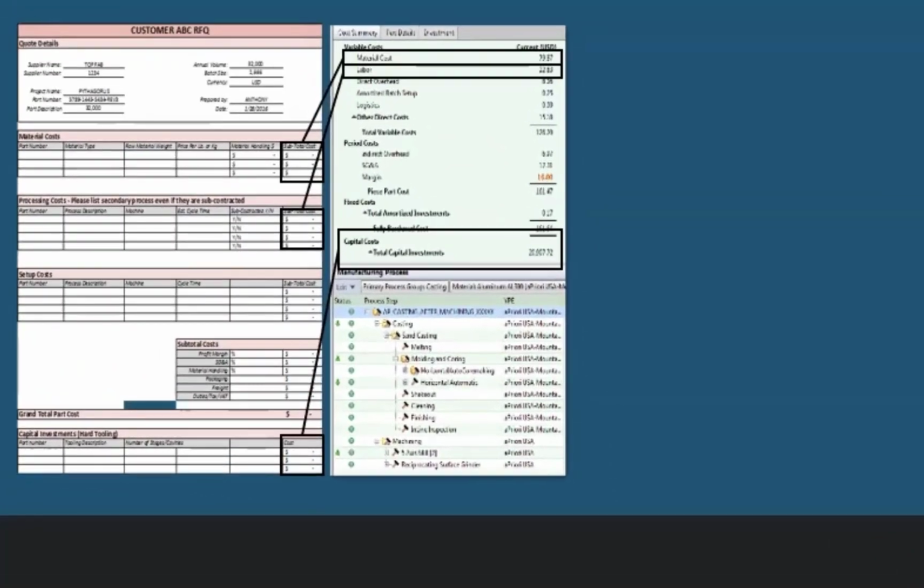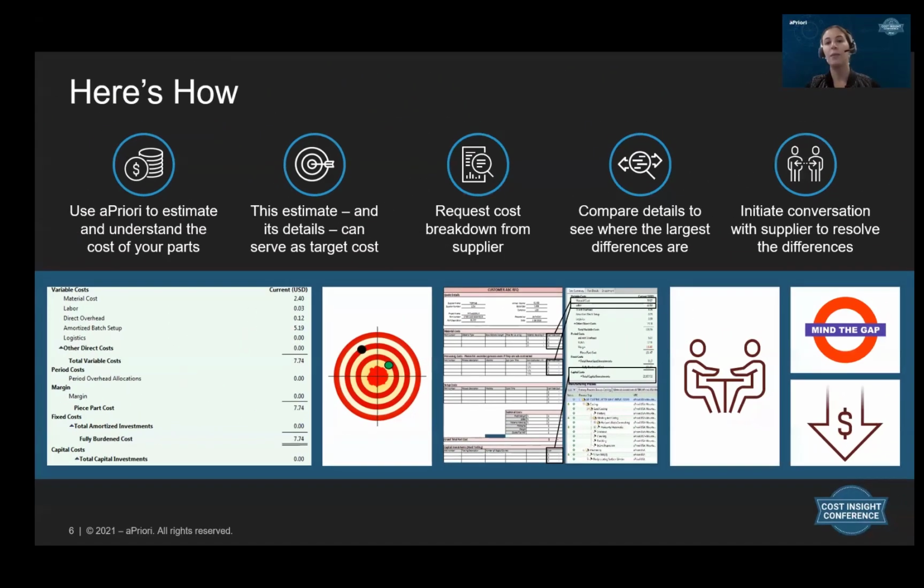Look for where the biggest differences are. Then when you find the differences, use the 5 whys technique of root cause analysis to get to the root cause of the difference in cost, and that's where the mutual savings can lie. For example, you may uncover the supplier labor cost per part is higher than your aPriori estimate.